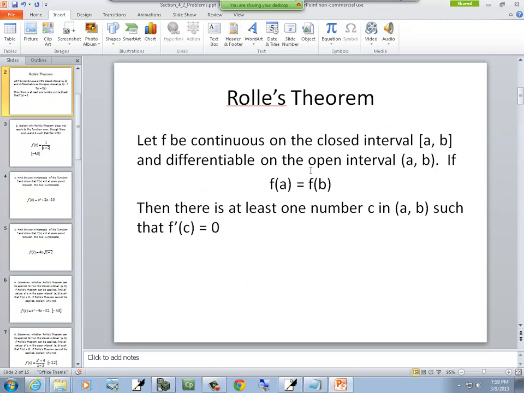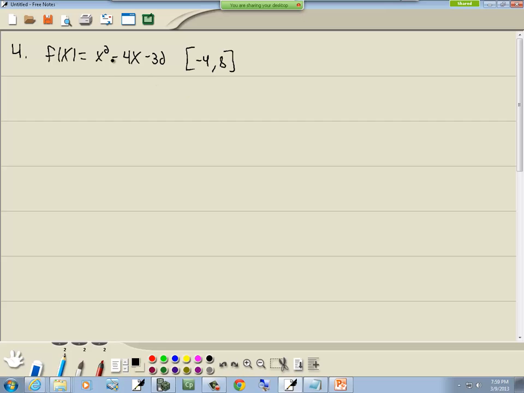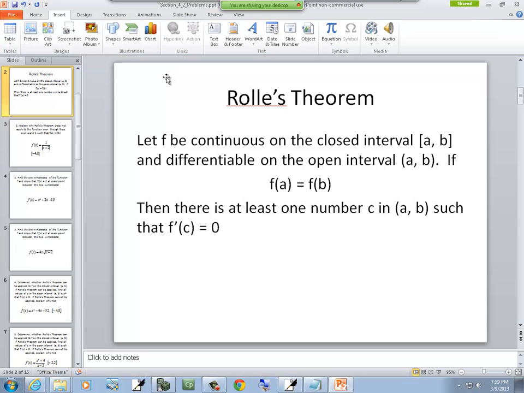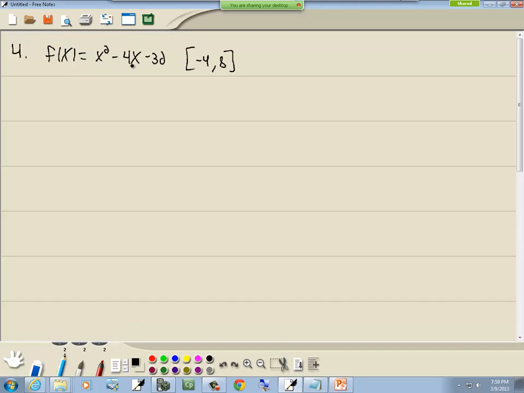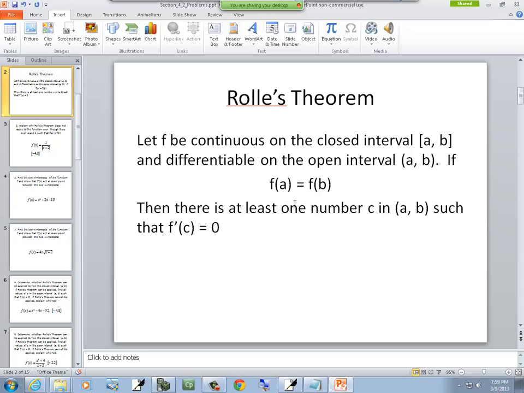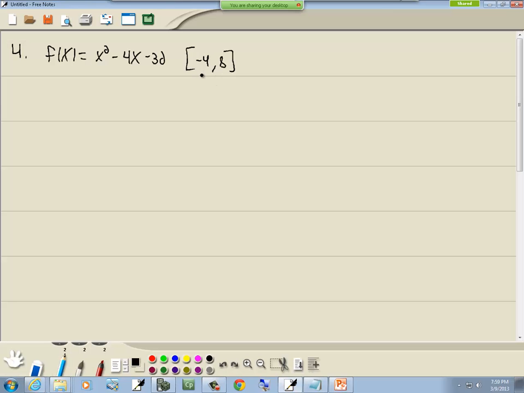Rolle's theorem. Let f be continuous on the closed interval. Well, this is a polynomial. This is continuous everywhere. So that's fine. Differentiable. Well, this is differentiable between -4 and 8, so we're fine. If f of a is equal to f of b, well, this is a and this is b. Let's see if they're equal.